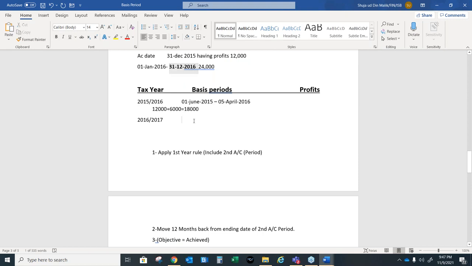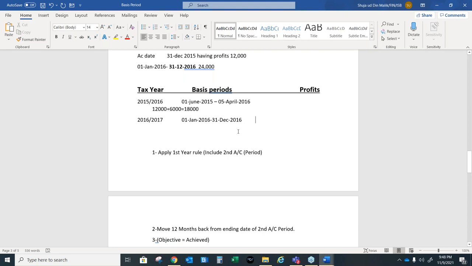So the next basis period here will be 1st Jan 2016 till 31st December 2016. Now you have seen that the 31st December is matched, and the objective here is achieved.